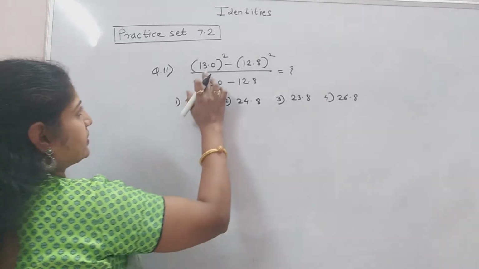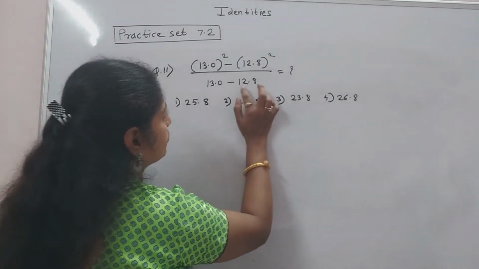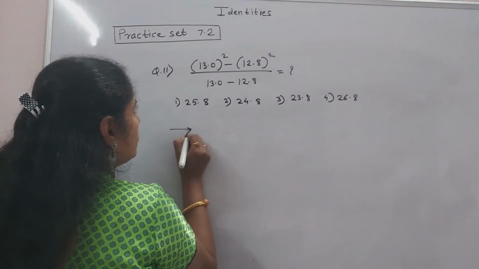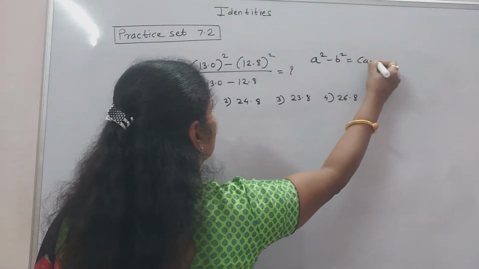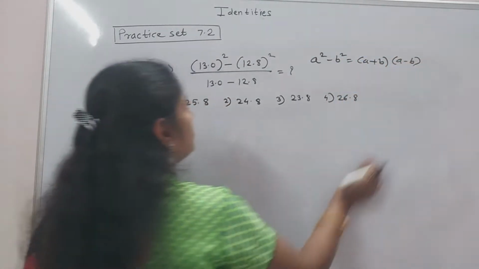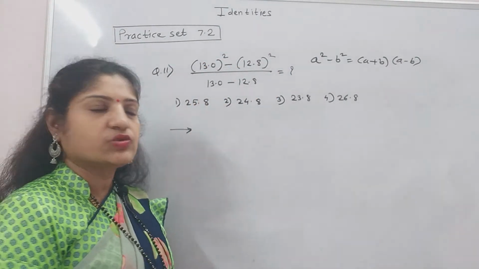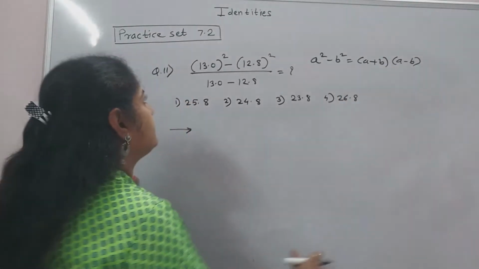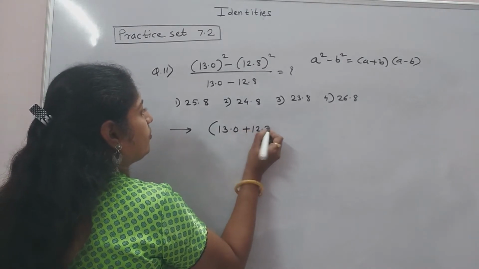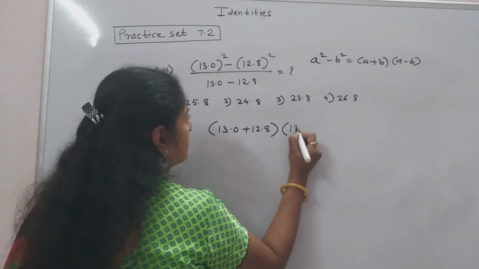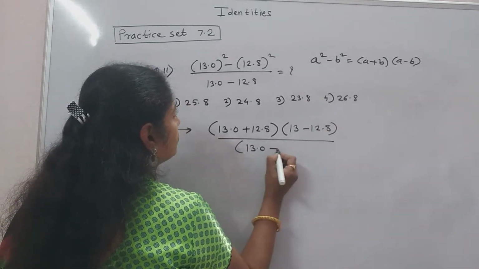Next is 11. (13.0 square minus 12.8 square) upon (13.0 minus 12.8). Now use the formula a square minus b square, (a plus b)(a minus b). In numerator, use this formula. Bracket square minus bracket square, that is a square minus b square. Formula is (a plus b)(a minus b). So first write down 13.0 plus 12.8, addition of these two numbers, and subtraction of these two numbers. In denominator there is also subtraction of the two numbers.